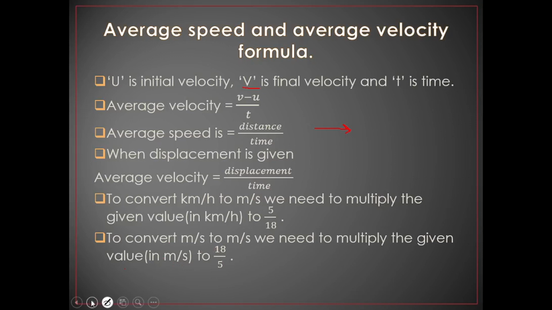Whenever they give us a question where the speed or velocity is in kilometer per hour, and they ask you to write the answer in meter per second, then you need to use this. You can find the answer in kilometer per hour, but at last you multiply it by 5 by 18 to get the answer in meter per second. And same here, if they give us meter per second and ask for the answer in kilometer per hour, then at last you will multiply by 18 by 5.